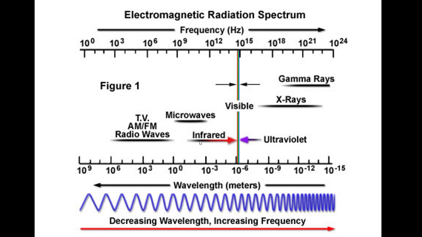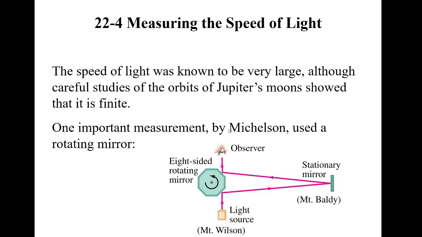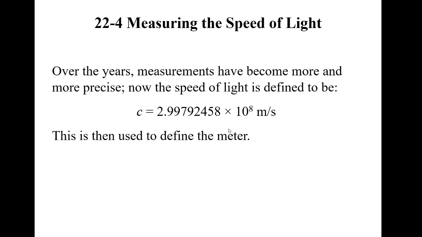Now, on the lower end of the spectrum, we have infrared, microwaves, radio waves. And the most common question, because the language can get a little confused, is the most common misconception that people have is that radio waves are sound waves. Radio waves are not sound waves. Radio waves are electromagnetic waves.